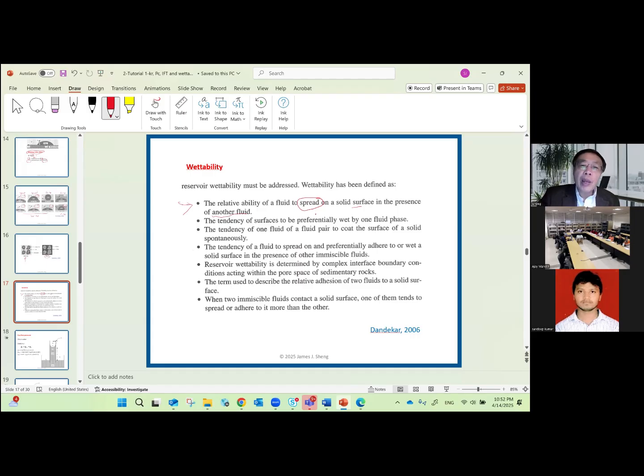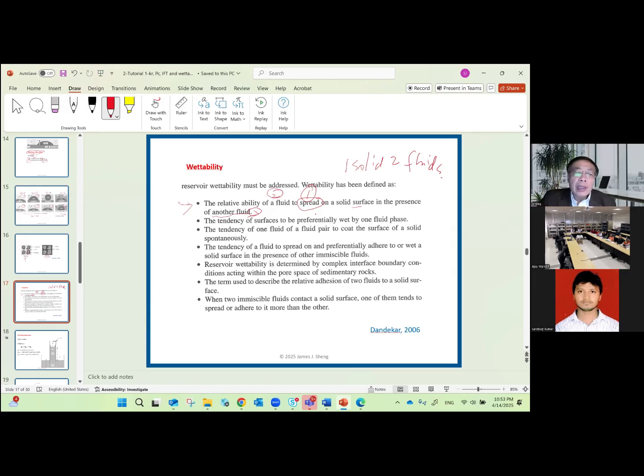First, you have one solid. Another one is one fluid. The third one is another fluid. So to describe wettability, we need to have one solid and two fluids. That is the condition, or the setup, to define wettability.